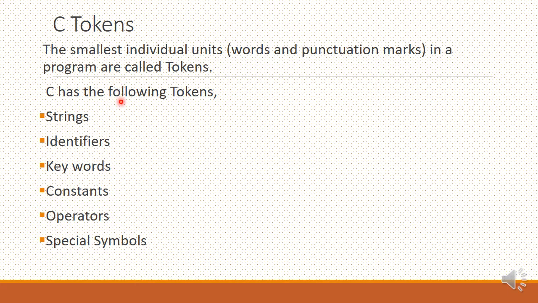Then what are those C tokens? Here we are using the words called strings. Strings are nothing but a set of characters, but altogether that string is called one C token. Next are the identifiers, keywords, constants, operators, and special symbols. These are all called the C tokens. In detail, we are studying one by one.